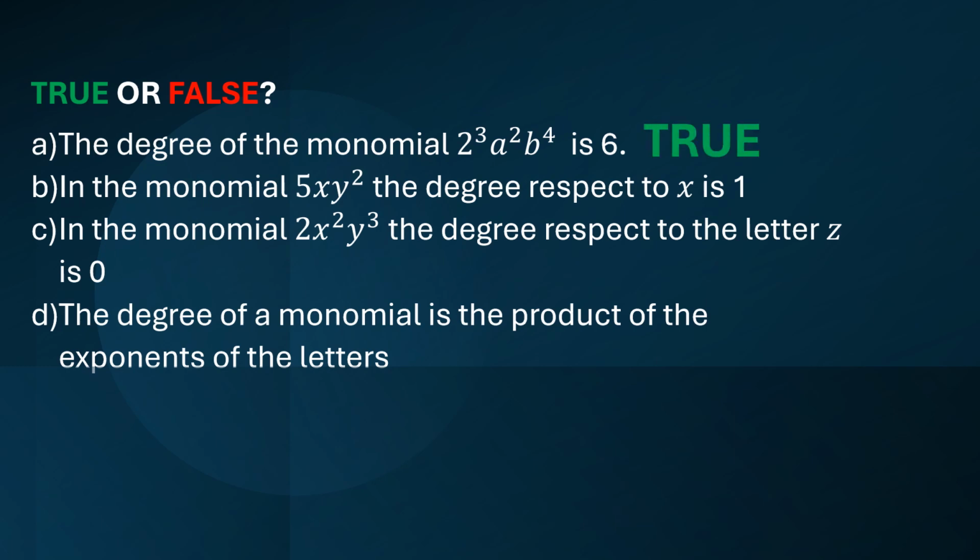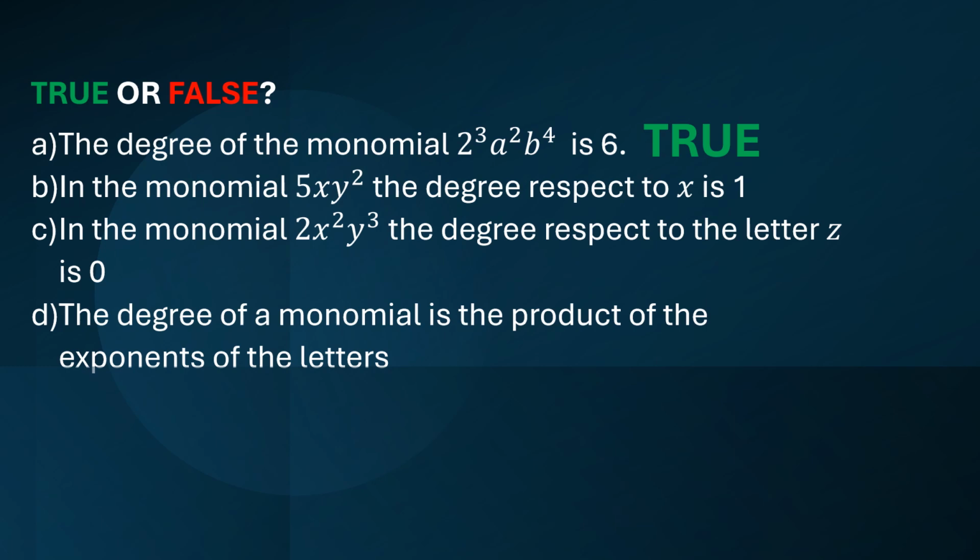True, this is true. Why is this true? Because the degree of a monomial, we need to sum only the exponents of the letters. We cannot count the exponent of the constant. 2 to the third would be 8. Okay, so in this case we need to do 2 plus 4, which is indeed 6. So the exponent on the number must not be considered when dealing with degrees of a monomial.